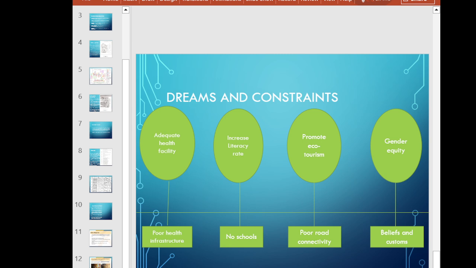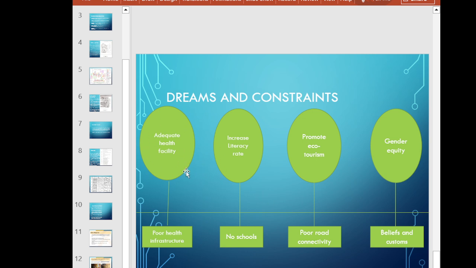They rank their dreams, and the constraint is why their dreams are not being fulfilled. So for example, if we take the first one, it is adequate health facilities, the dream which the villagers of village A are asking for. But why can they not have adequate health facilities? Because the constraint is they have a very poor health infrastructure. So once the poor health infrastructure is targeted, addressed, and solved, this dream can fly.